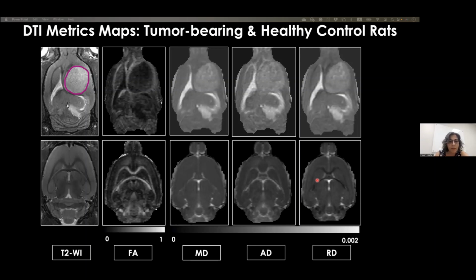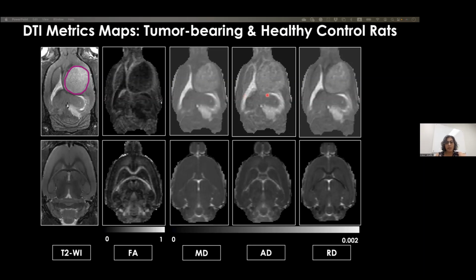For example, in a FA map, white matter tracts are bright and gray matter and CSF are not. Fractional anisotropy measures macrostructural integrity and is highly sensitive to their changes. Mean diffusivity is sensitive to CSF, which has high value of average diffusion. And it's sensitive to cellularity, edema, and necrosis.